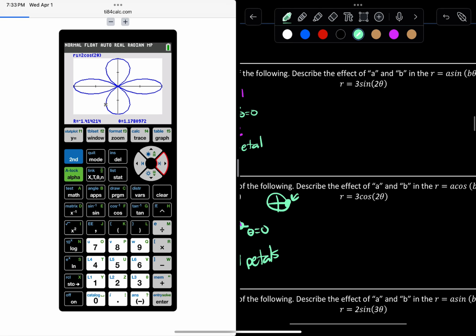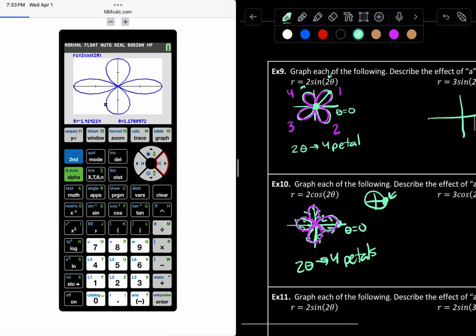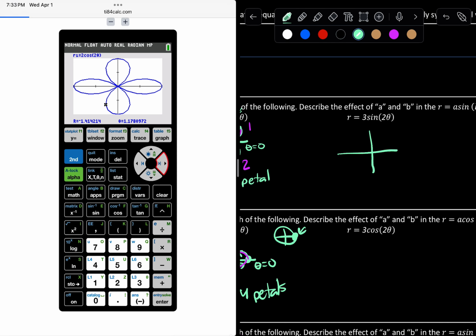All right, this next one. So now we have 3 sine of 2 theta. This is the same as the previous one, but now we have a 3 instead of a 2. That means your petals are going to be larger. All right, so now they're going to have a radius of 3 instead of a radius of 2. But it's going to follow the same trend.